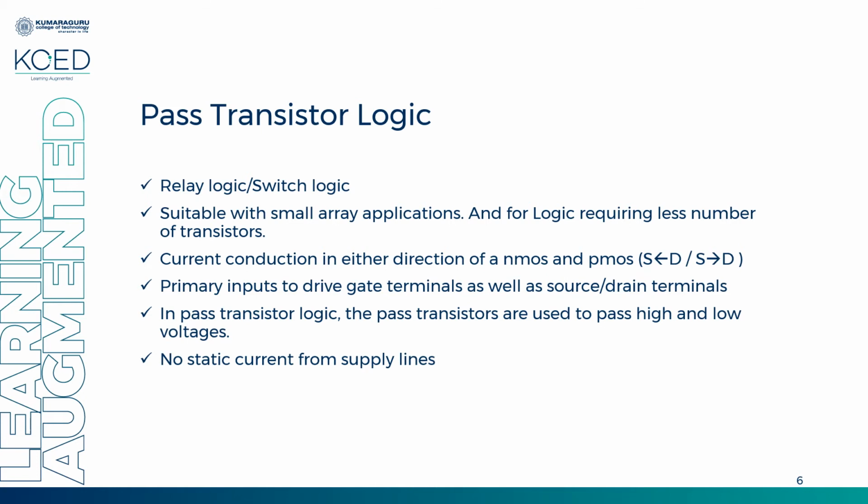And in PTL, you conventionally use any transistor, NMOS or PMOS, to pass both 1 and 0. Even though we have seen that NMOS is good at passing only a strong 0 and PMOS is good at passing only a strong 1, if you want to design a logic, you have to use the pass transistor to pass both high and low voltage. And one of the main advantages here is there is no static power consumption, no static current from supply lines. So you don't have a path from VDD, so you don't have any static current.